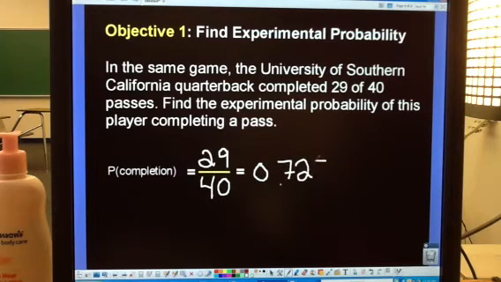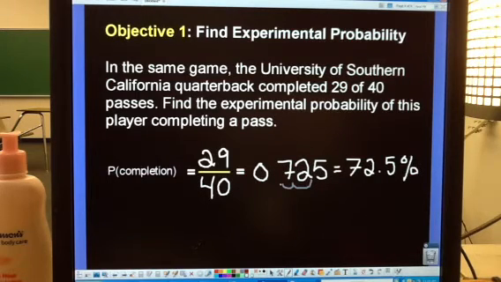So we can either express our probability as 0.725, or we can rewrite that as a percent. And to rewrite as a percent, all we do is move our decimal place 2 spaces, because we multiply by 100, and we get 72.5%. And that's our experimental probability.